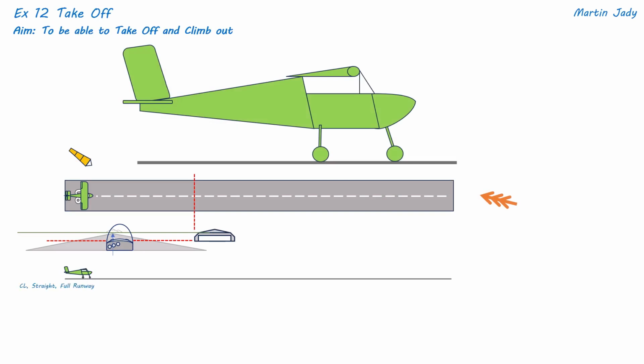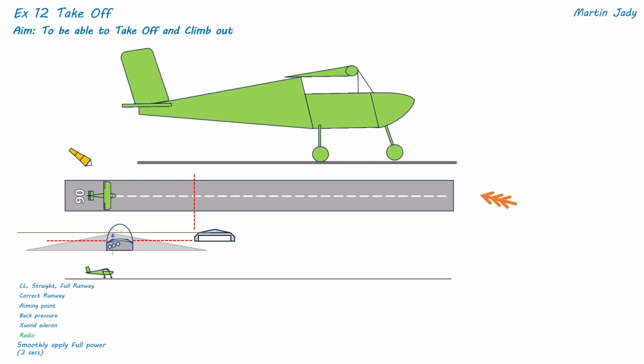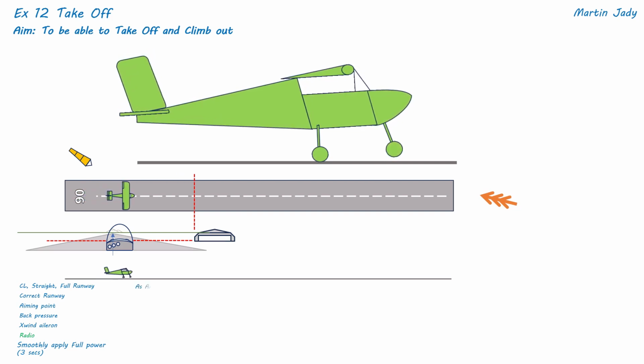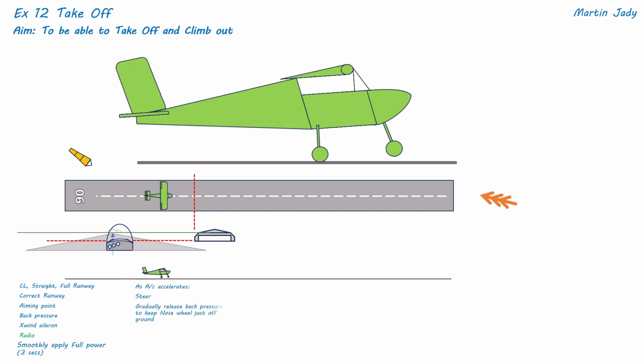Using all available runway, we line up on the center line, pointing straight, and check the compass against runway heading. Then select an aiming point at the far end of the runway. We hold the stick back and apply into-wind aileron if required. If we have clearance, we radio we are taking off, then smoothly apply full power over 3 seconds. Using our feet, we steer towards our aiming point, releasing some of the back pressure so that the nose wheel is just off the ground, and check we have full power and the airspeed is reading.